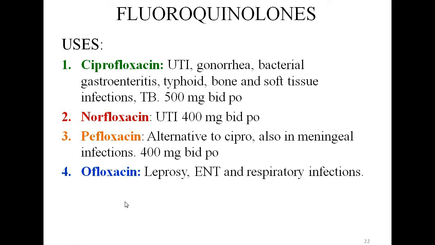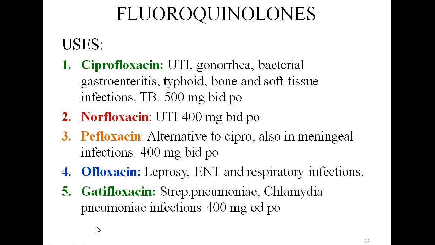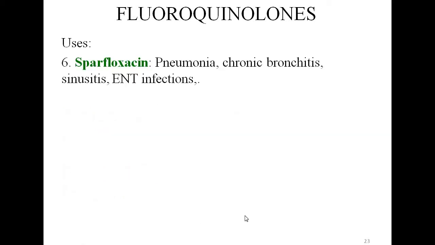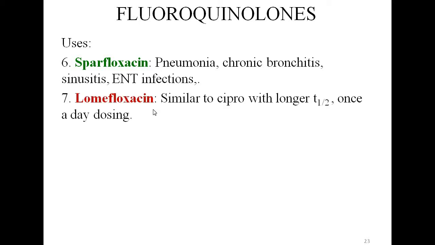Ofloxacin is used for leprosy, ear, nose, throat and respiratory infections. Gatifloxacin is used in streptococcus pneumonia infections, chlamydia pneumonia infections. Usual dose is 400 milligrams once a day per oral. Sparfloxacin is used in pneumonia, chronic bronchitis, sinusitis, ear, nose, throat infections. Lomefloxacin is similar to ciprofloxacin with a longer half-life and is given once a day.